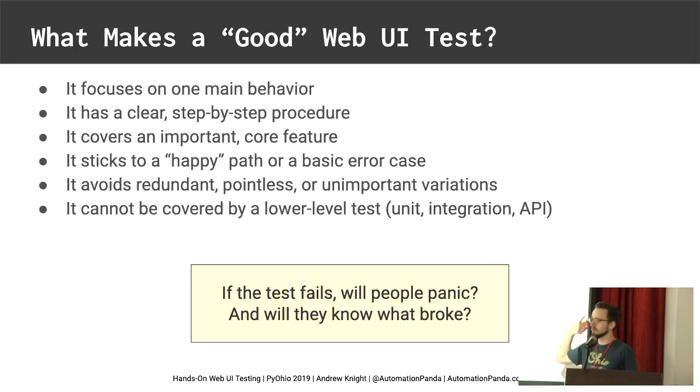So then what makes a good web UI test? A good web UI test is going to focus on one main behavior. I like this term behavior, if you're familiar with behavior-driven development. I love it. We can talk about that later. But one test should focus on one main thing. So if that test fails, you know exactly the one main thing that is the problem. Our test should be clear step-by-step procedures. Most of these tests are going to be multi-step. It's not a simple call a function and verify the result. There's going to be multiple steps.